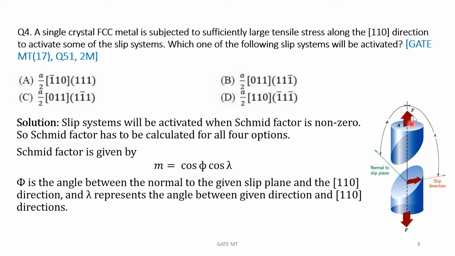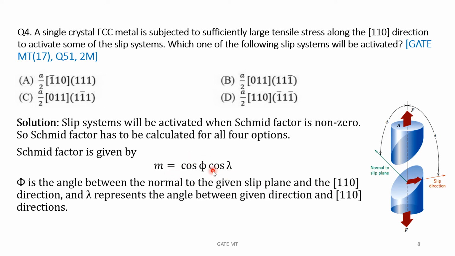110 direction is the direction in which the force is being applied. And here, lambda represents the angle between the given direction and the 110 direction. So, along with these slip planes, we have also been given certain directions, right? So, we have to calculate the angle between the given direction and the direction in which the force is applied. That particular angle is our lambda. So, once you know both these angles, you will be able to calculate the value of M.